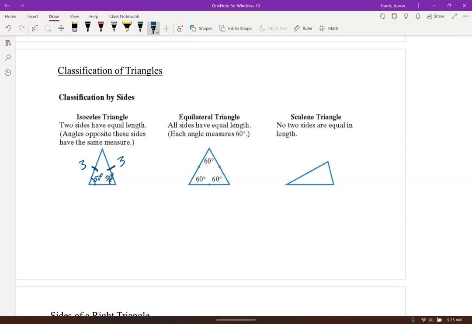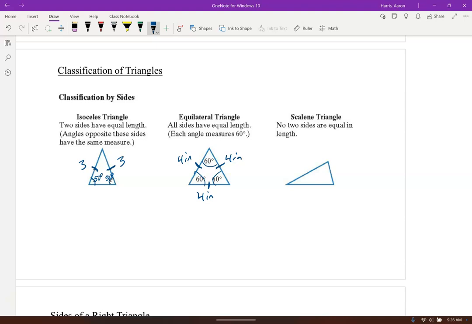Now an equilateral triangle will have 3 sides that are the same length. So if that's 4 inches, that's 4 inches, that's got to be 4 inches, which also means all 3 of the angles are the same. So 60, 60, 60. All 3 angles in a triangle will add up to 180 degrees. So those would have to be 60 degrees each, because 60 plus 60 plus 60 is 180.